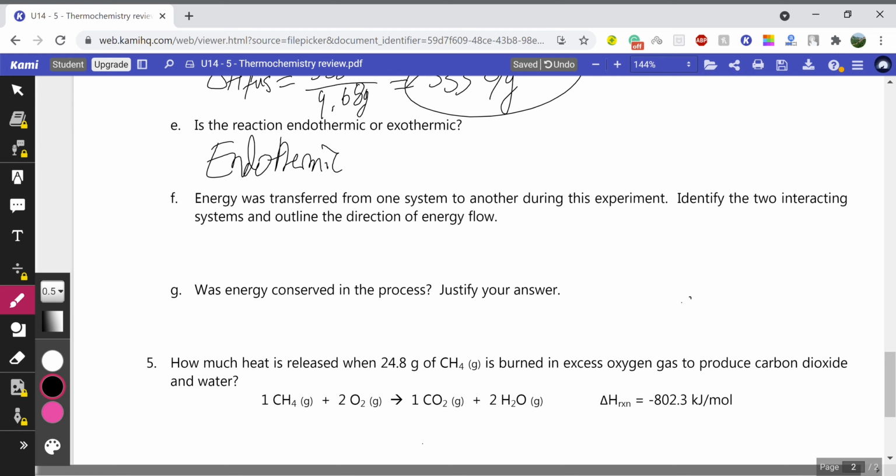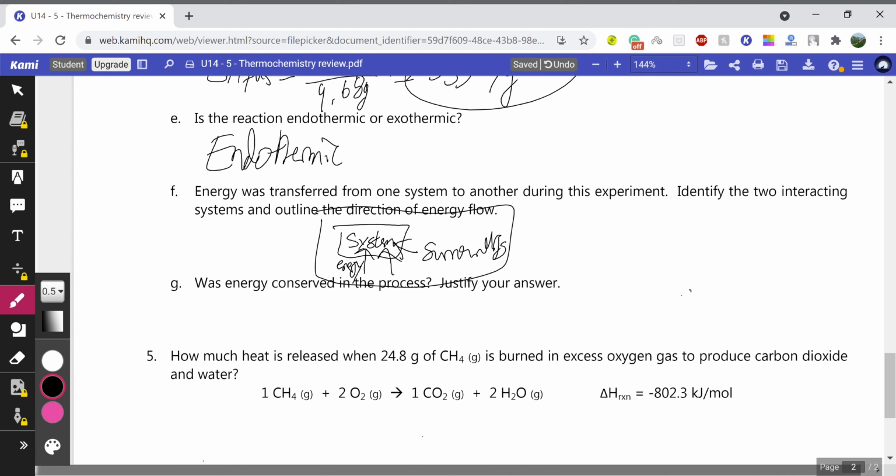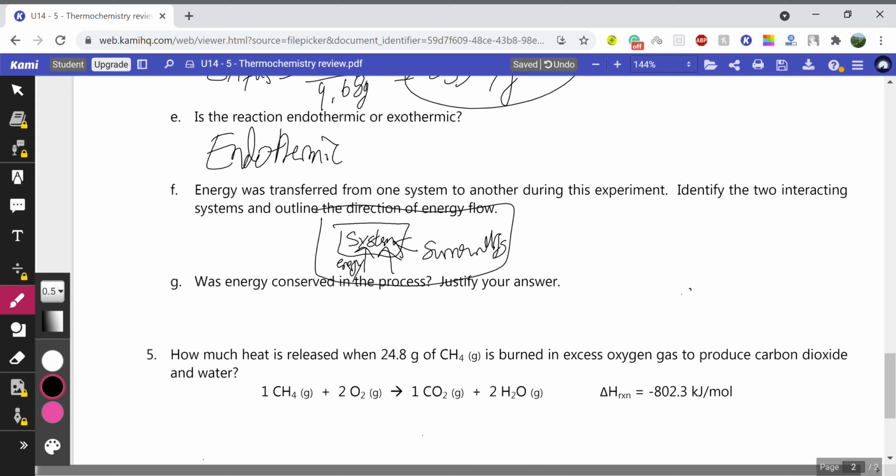Identify the two interacting systems and outline the direction of energy flow. So let's see. This is going to be a system. And everything else, let's call this the surroundings, right? And the energy flow is going inside the system. And was the energy conserved in the process? And the answer is yes. Heat flowed from the water to melt the ice and reach equilibrium.